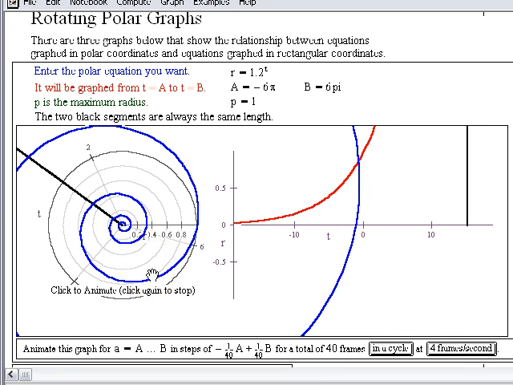Yeah, so there's a couple different types of spiral. The arithmetic spiral, which is just r equals a linear function, and then this geometric spiral or logarithmic spiral, which is an exponential function. Anyway, spirals.